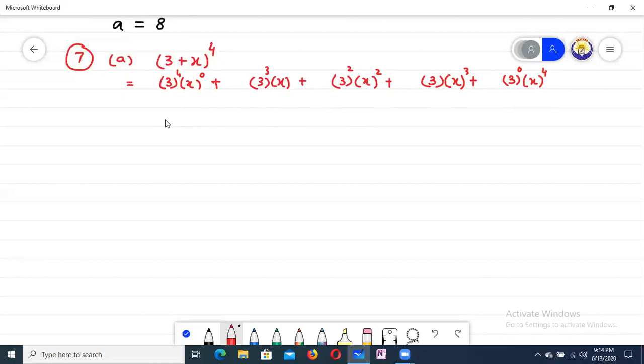Now we'll write the coefficients. Okay, as the index is 4, we will use the fourth row of Pascal triangle. And the fourth row of Pascal triangle is 1, 4, 6, 4, 1. Now we will simplify.